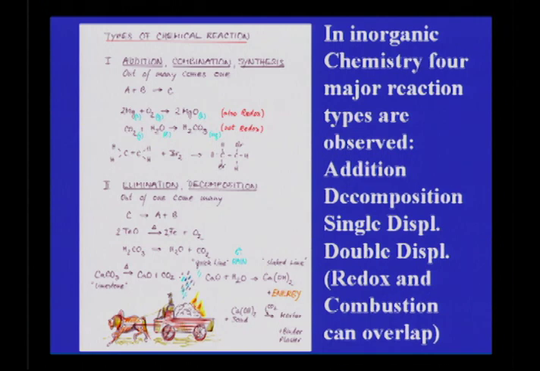The first one that we mentioned was addition. And we have 3 different names. We can say combination or synthesis. It all means the same. And this is the outcome of one product from many. So out of 2 or more, you get 1. So 2 or more reactants produce 1. We can say A plus B gives C.